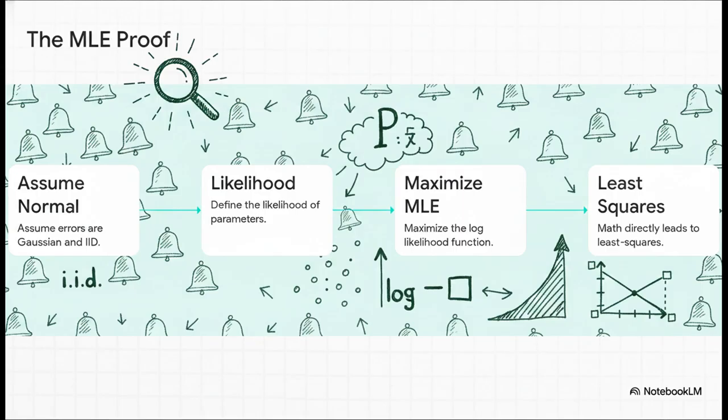We define this as the likelihood of the parameters. To make the math a bit easier to chew on, we take the log of this likelihood. When we use maximum likelihood estimation, MLE, to find the theta that maximizes this probability, the math beautifully simplifies. Because of how the Gaussian equation works, maximizing the probability literally leaves us with a negative squared error term. And maximizing a negative term is mathematically identical to minimizing a positive term. Boom! By simply trying to maximize probability, we mathematically arrive at the exact least squares cost function. It is just a stunning convergence of statistics and machine learning.